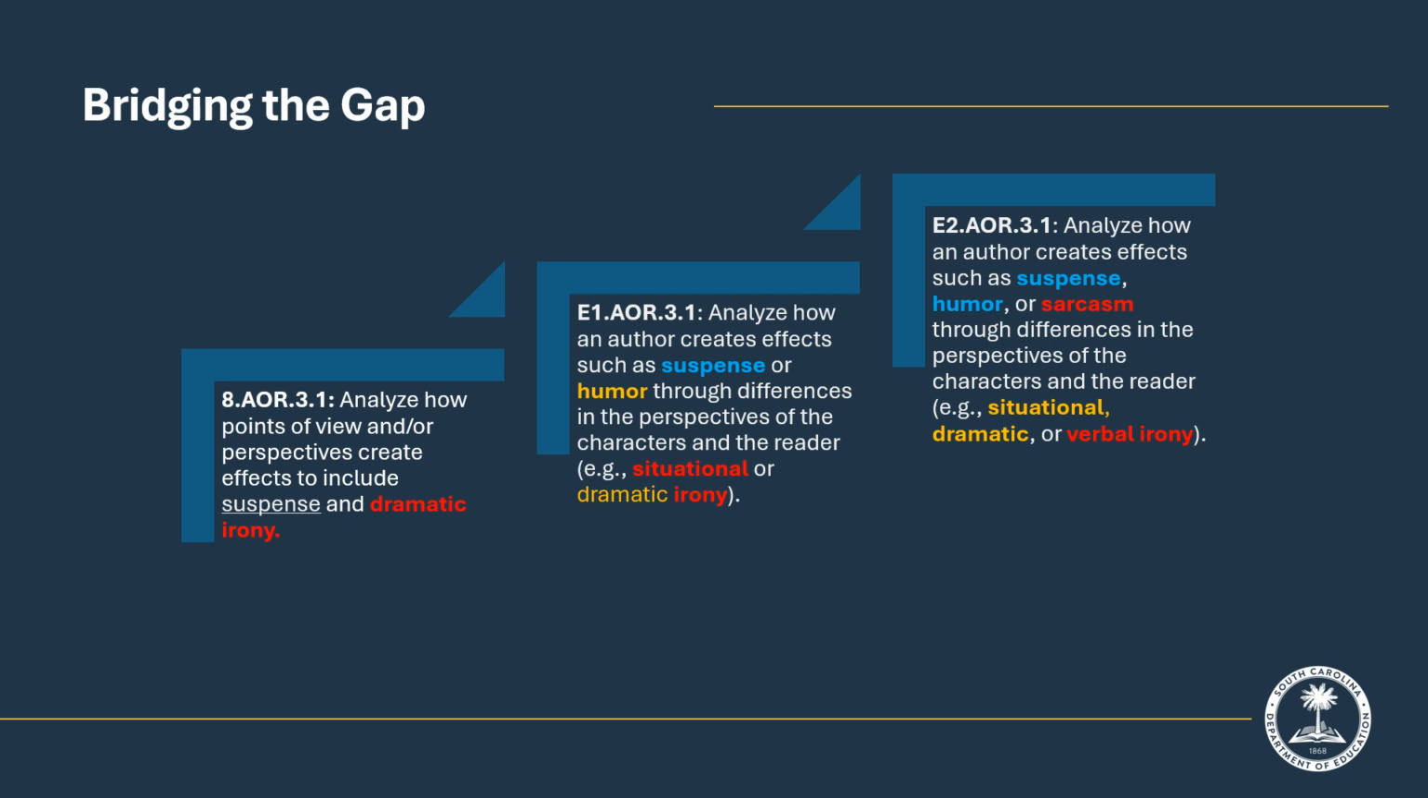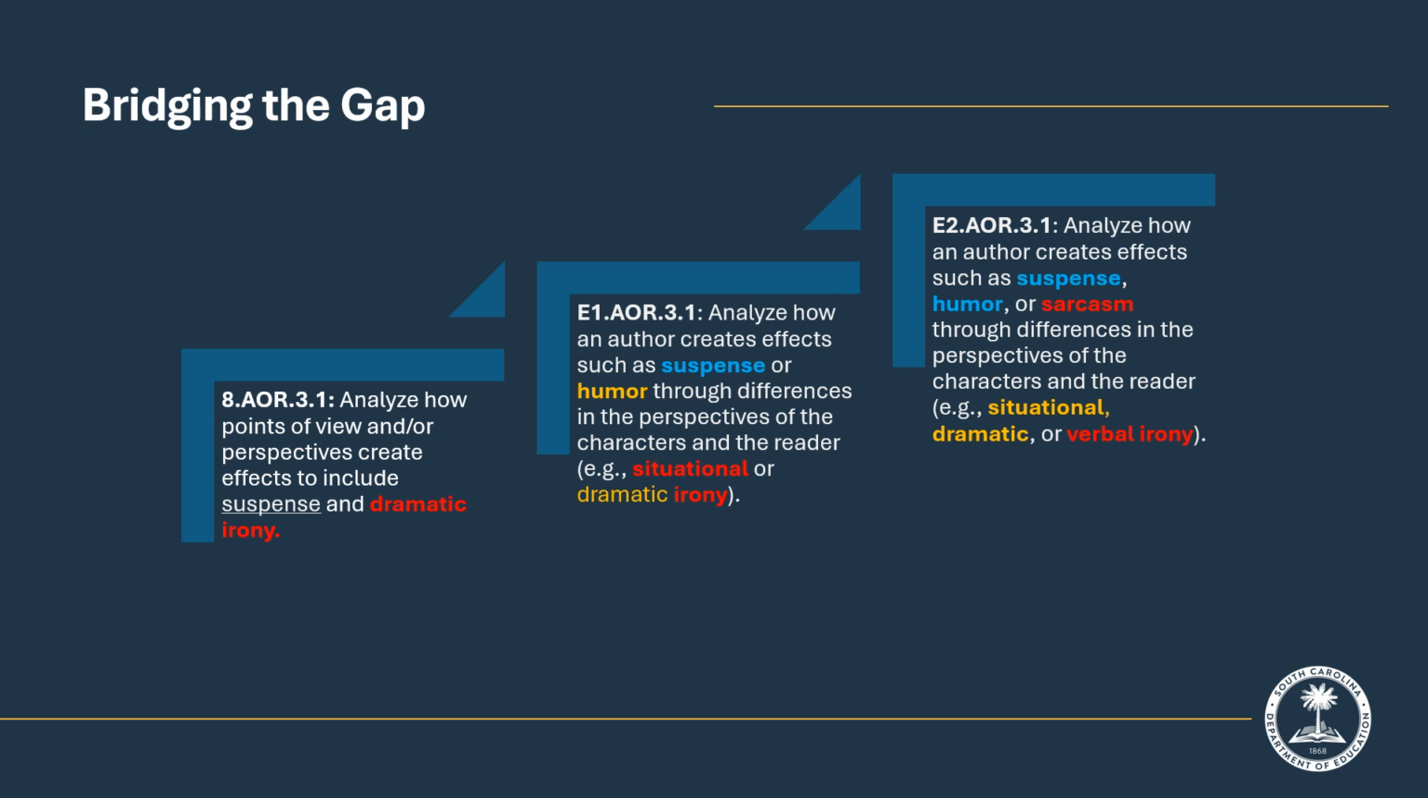In blue, you notice the word suspense. Suspense will be new to the English 1 teacher, but not to the English 1 student, because it was taught through RL 11.1 and is in the current 8th grade AOR 3.1. In red, you notice situational irony. This is new to the English 1 teacher and the students.